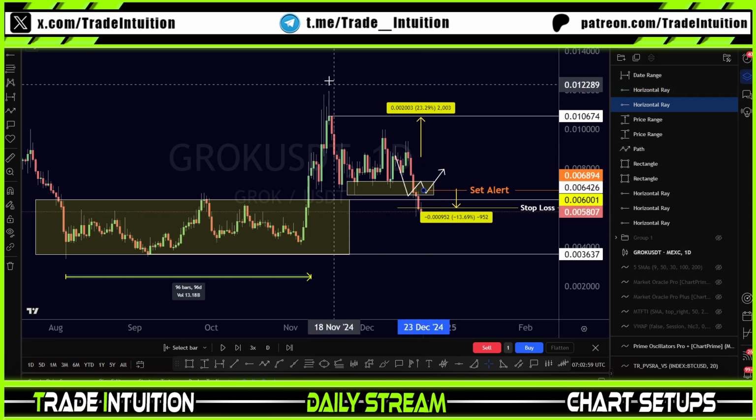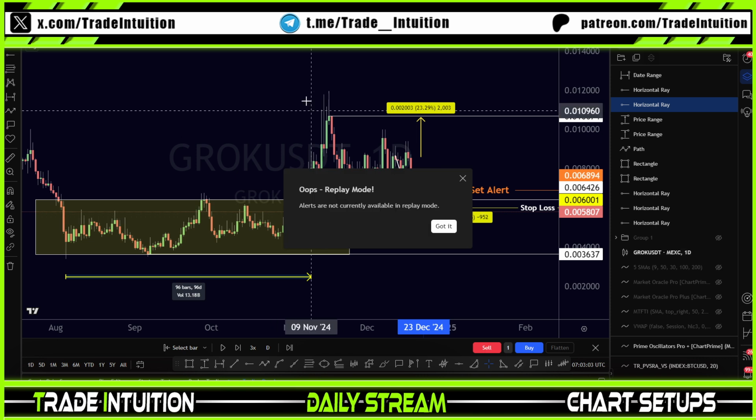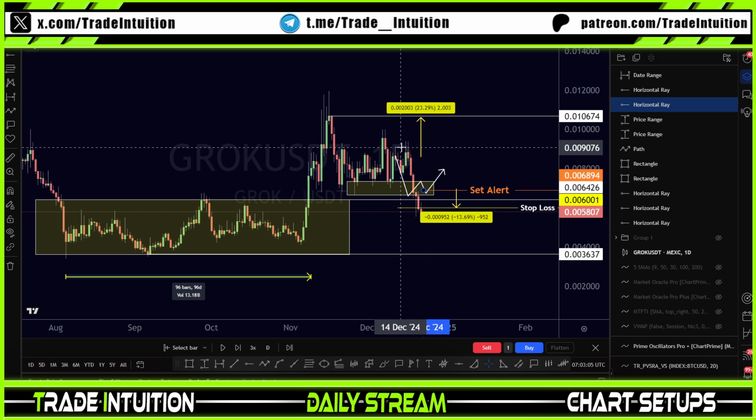So it reactivates. Of course, to activate it, you click on this, but we can't do a replay. We can't do an alert on a replay. But what you would do is your alert is right here. So you would click on this to add the alert. We can't do that because we're in the replay. And we would just move it right here.